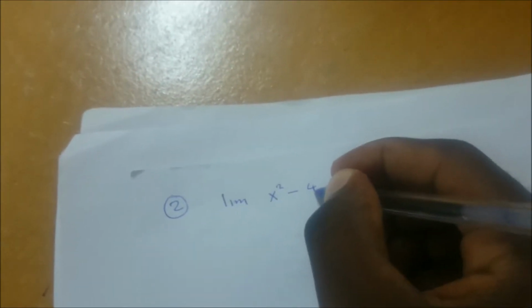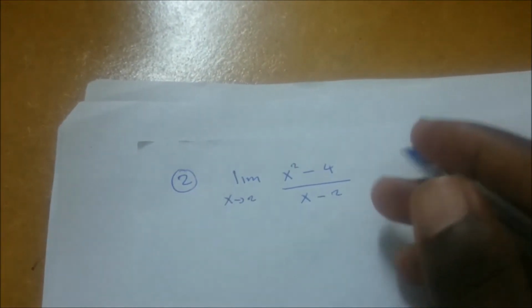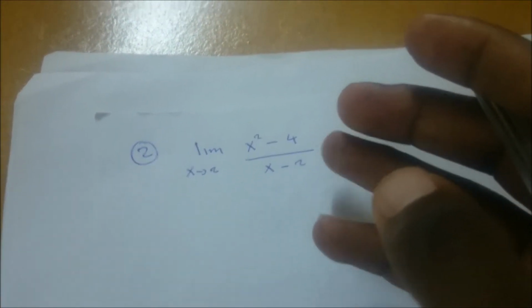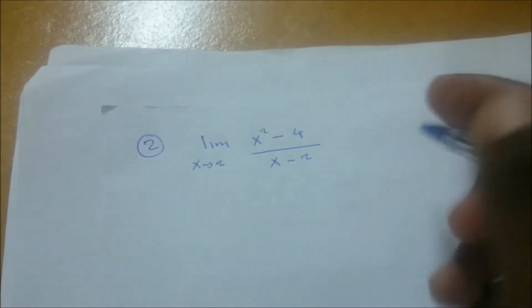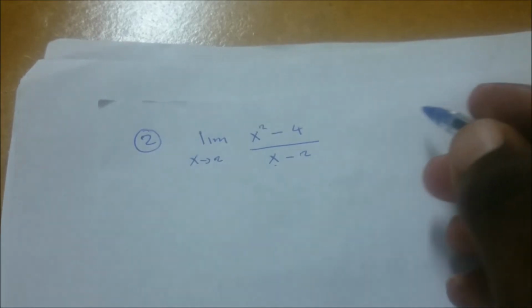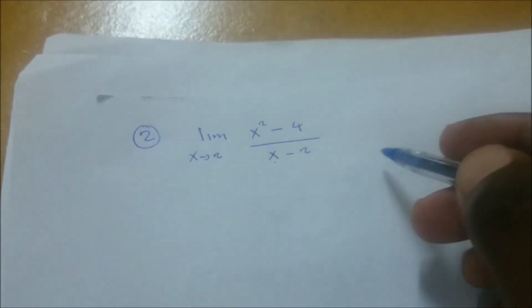Then another example, which is the limit of x squared minus 4 over x minus 2 as x is approaching 2. So this is a fraction. Like I said, the substitution method can't work for all fractions. So when you substitute, you're going to have what? 0 there. So what we are going to do is factorize.